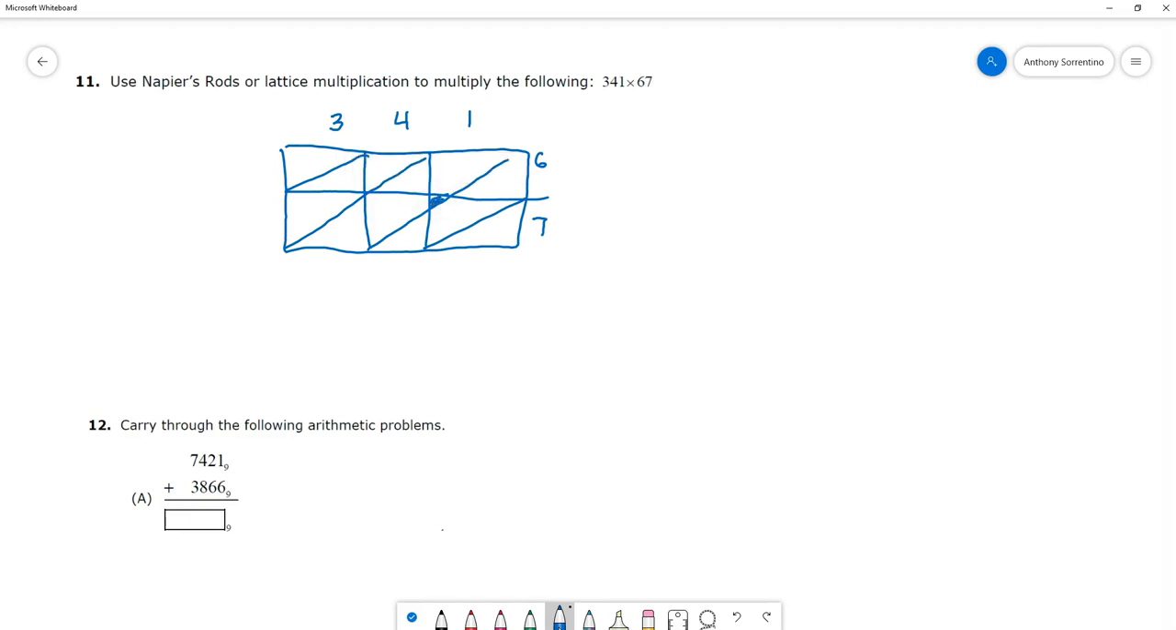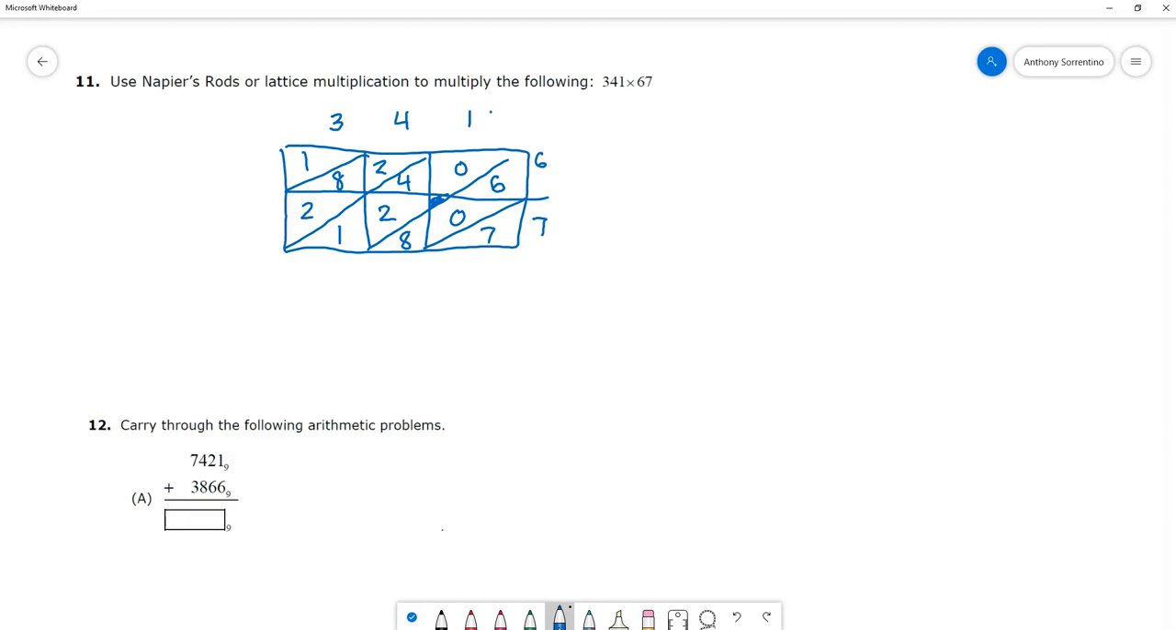And all I'm going to do at this point is this, for instance here, 1 times 6 is going to be 6. So I'm going to write that as 0, 6. 1 times 7 is 0, 7. 4 times 6 is 24. 4 times 7 is 28. 3 times 6 is 18. 3 times 7 is 21.